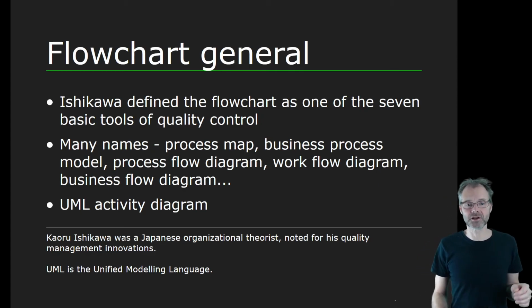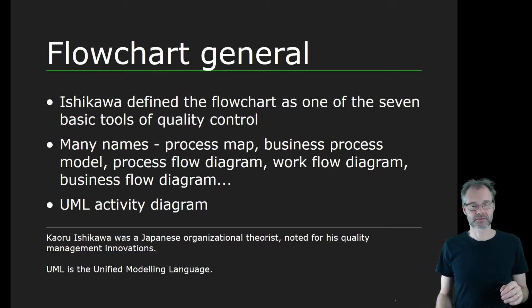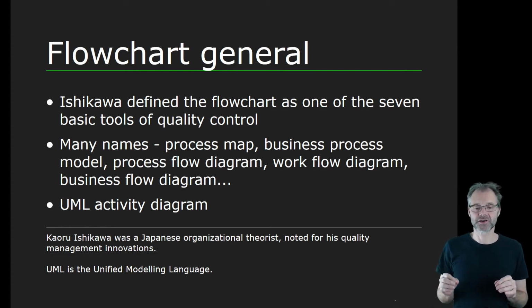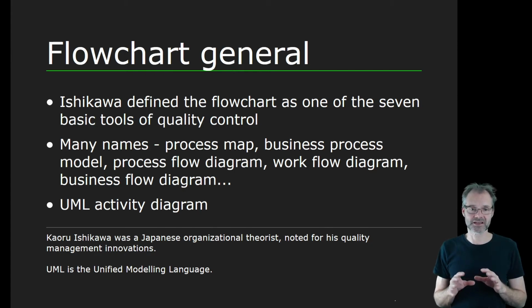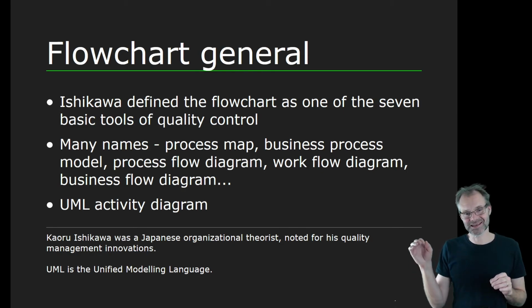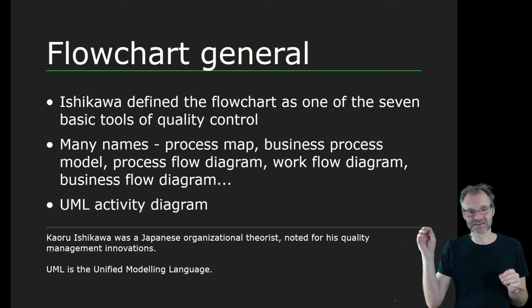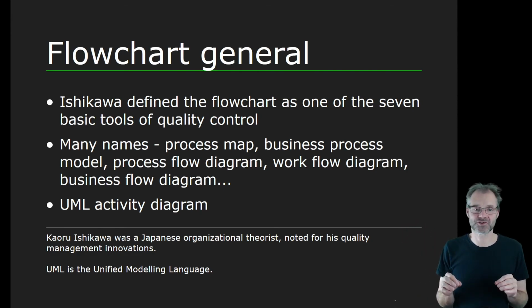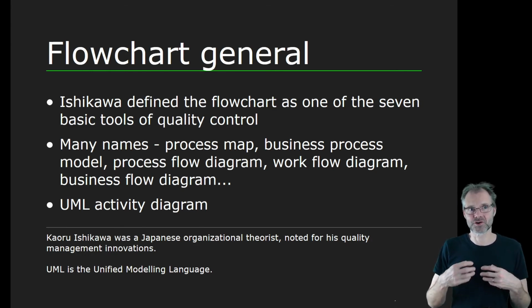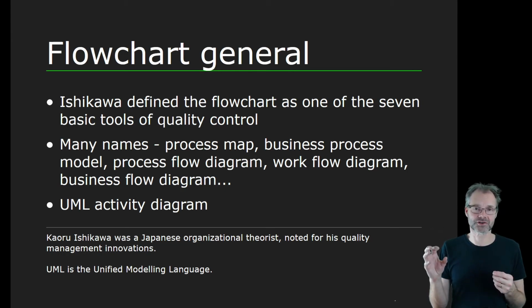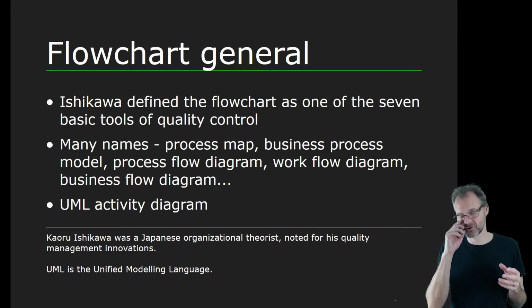And in general about flowcharts, a guy called Kaoru Ishikawa, a very popular Japanese organizational theorist, did a lot of management innovations, and he has said that the flowchart is one of the seven basic tools for quality control. So he did a lot of process engineering, process flow, but he still defined the flowchart as a very, very essential tool to use. So that is good to know.